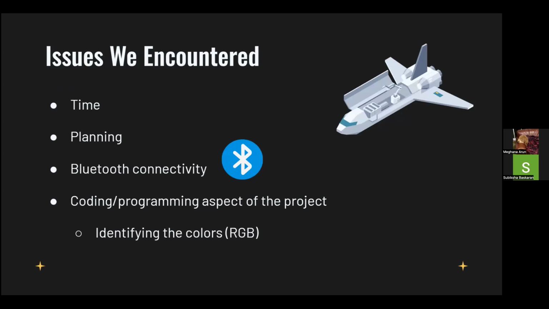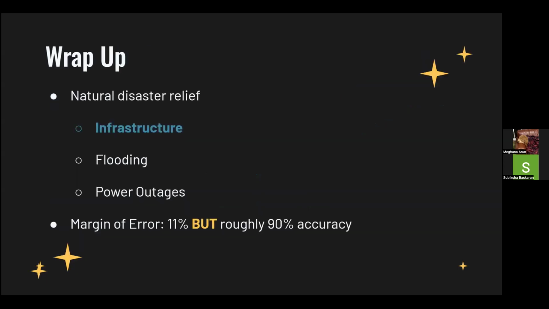When we tested our flight mission, we had issues with time, planning, Bluetooth connectivity, and the coding or programming aspect of the project, specifically with identifying the colors. We felt that we could have done better with planning out our schedule for building the CubeSat, which is even more important when we are actually building a real one. The issues with Bluetooth connectivity were also important to resolve as they serve as one of the main methods of communicating with the ground station.